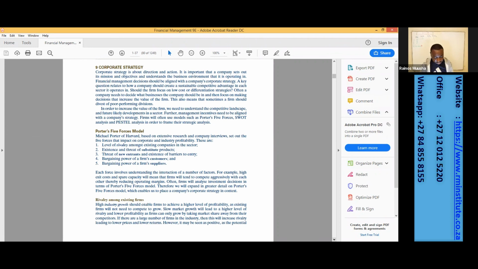Any questions when it comes to the Porter's 5 forces before we go to another corporate strategy, which is the SWOT and the PESTEL analysis as well?